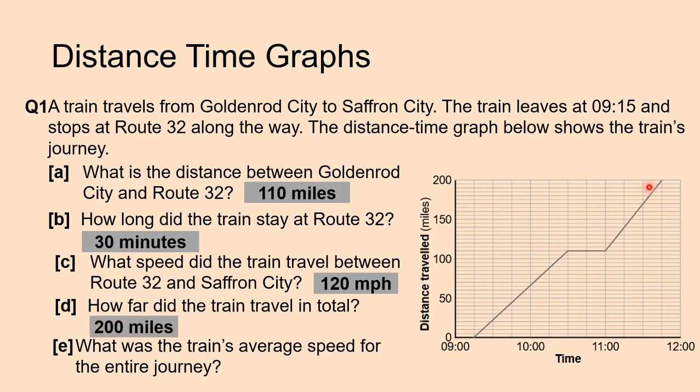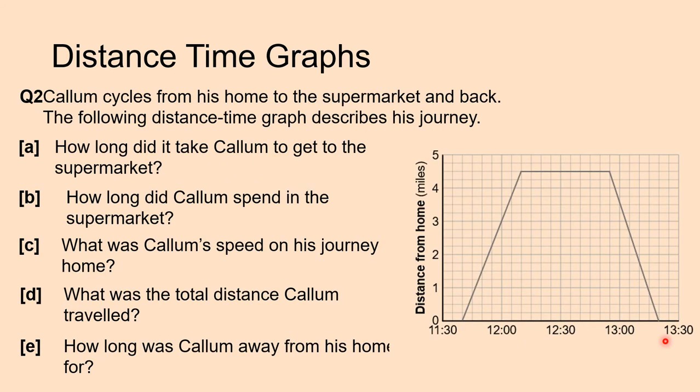The train's average speed for the entire journey, well, it travelled 200 miles and it took 15, 30, 45 minutes, an hour. So that would be 2 hours, 2.5 hours. So we do 200 divided by 2.5 and we get 80 miles per hour. Have another go with this question.